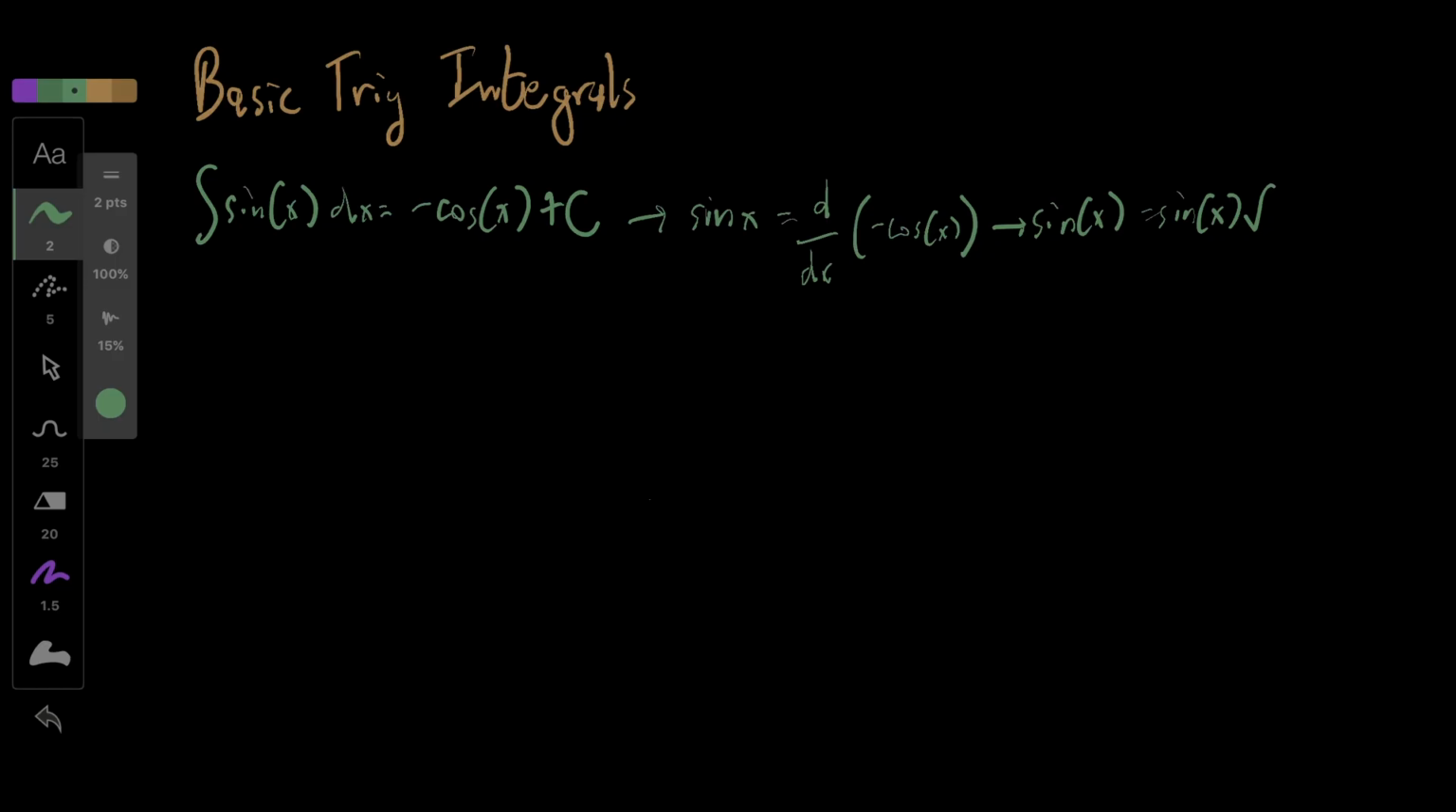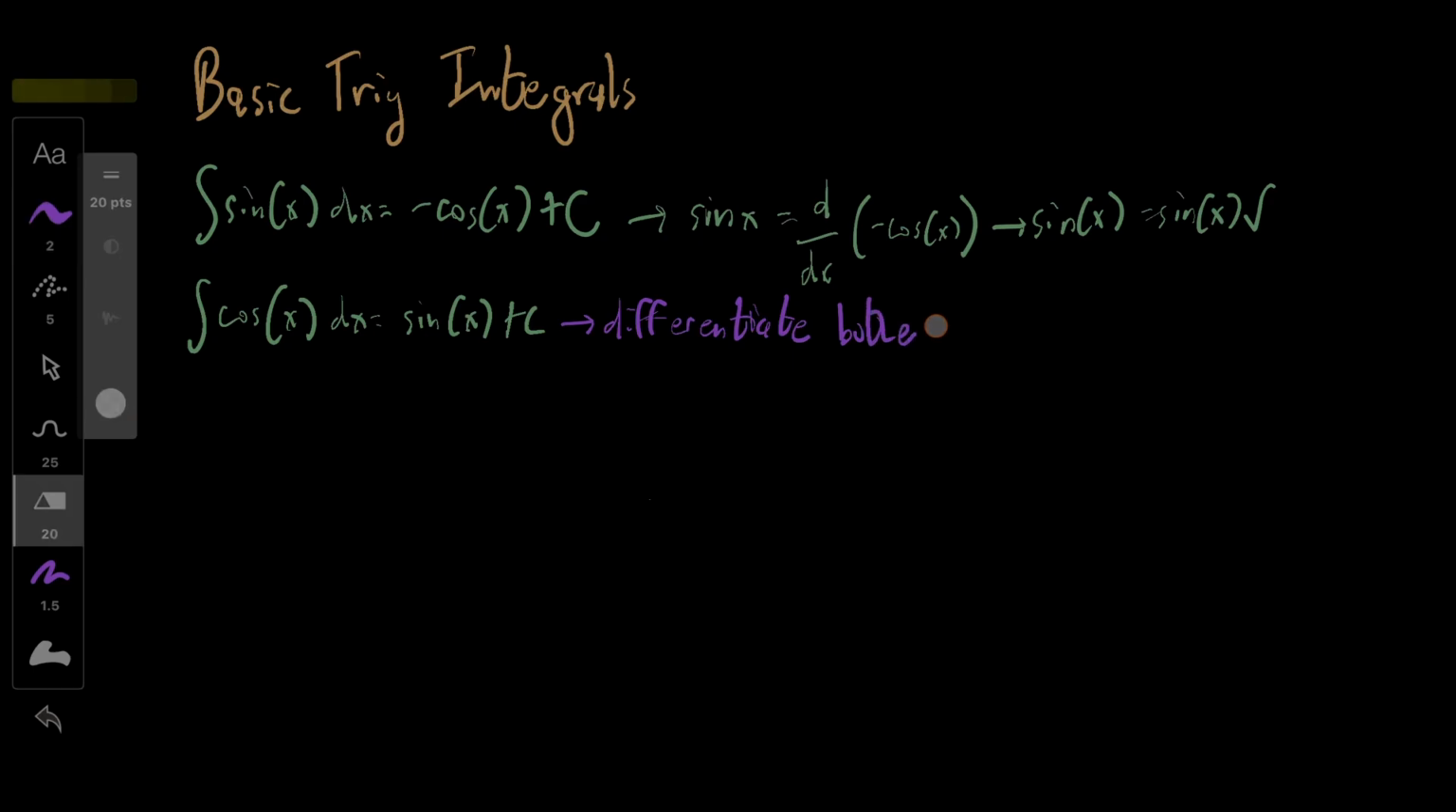Something similar can be said for the integral of cosine of x dx. Now this is equal to sine of x plus c, and when you differentiate both sides, it becomes again a true equation. So if you want to know the full steps, you can do it yourself so you can learn more about this. So now that we've done with the most basic ones, what about the more complicated ones?